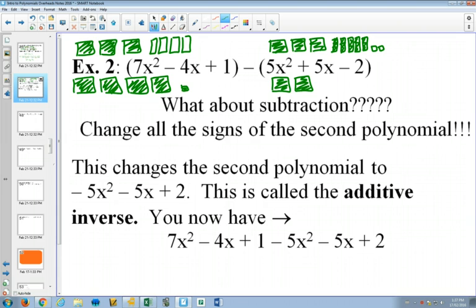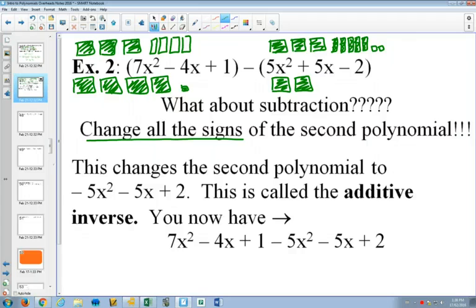And what this means now is we have whatever is in our first grocery bag, we have to subtract or take out of it the second set. So what's going to happen when we subtract? Well, 7 subtract 5 would be what we'd have to do with our x squareds. Minus 4 subtract positive 5 would be what we have to do with our x's. And plus 1 subtract a negative 2 is what we'd have to do with our numbers. So what ends up happening is when we subtract, we change all the signs in the second polynomial.